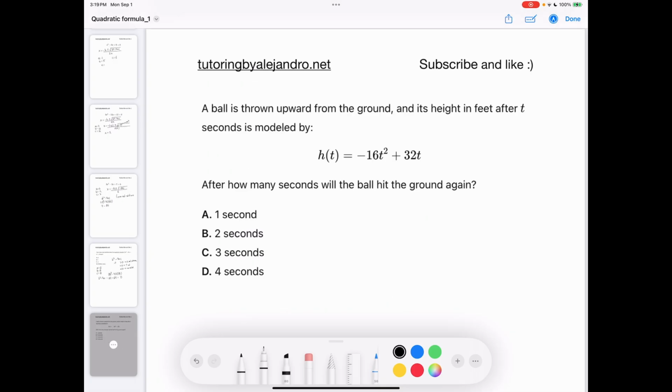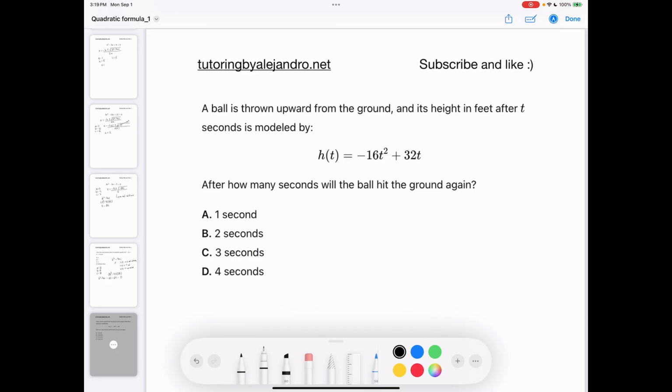Now we have a word problem, which is the first one in this series. Don't worry, I'll be introducing more and more as I make more videos. I know a lot of students struggle with word problems, so let's get into it. A ball is thrown upward from the ground, and its height in feet after t seconds is modeled by h of t equals negative 16t squared plus 32t. After how many seconds will the ball hit the ground again?